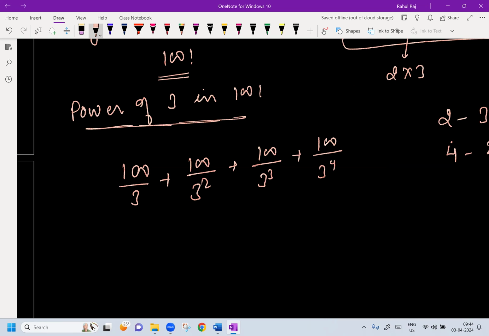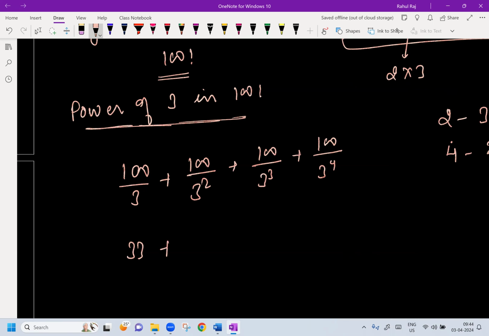Now, 100 by 3 is what? 33 threes are 99, right? 34 will cross 100. So stop at 33. No decimal points at all. Just stop at 33, the 99. Stop at this place. You cannot take 34 here because 3 into 34 will cross 100.